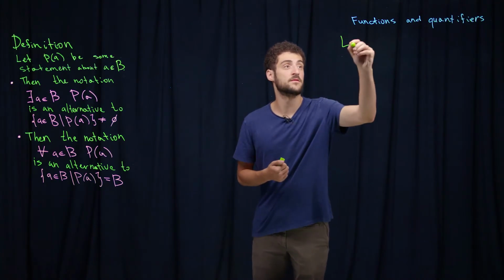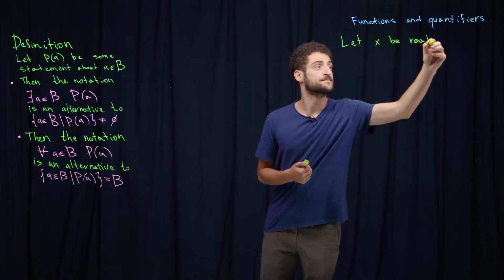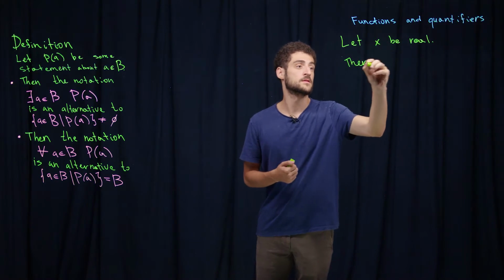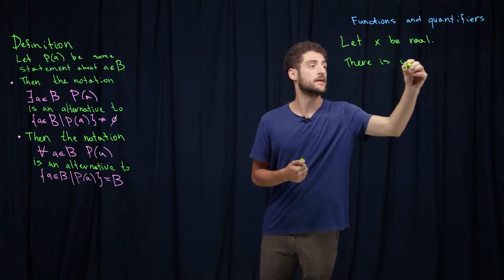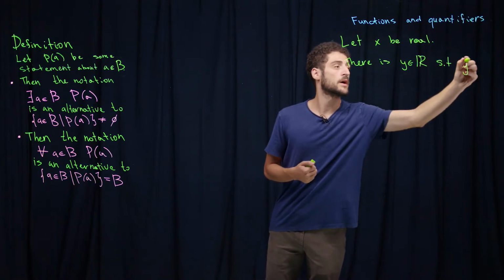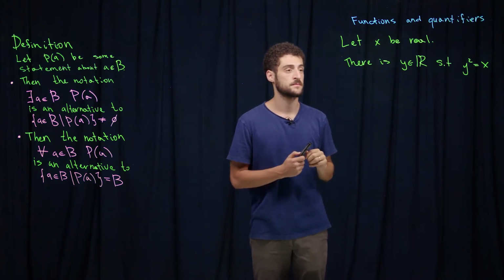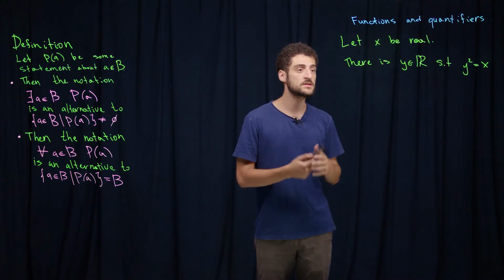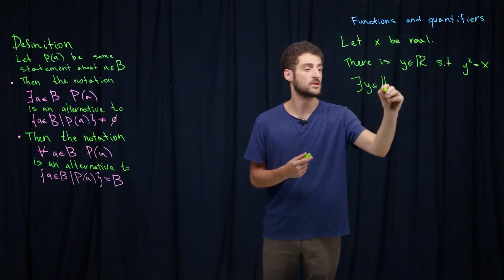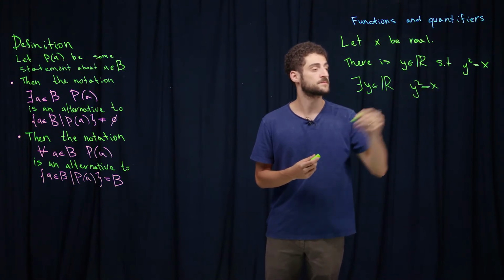Let's consider an example. So let's imagine that we have a real x. Then let's consider the statement. There is a real y such that y squared is equal to x. In other words, the statement says that there is a square root of x. We can rewrite it using the existential quantifier in the following form. There is y from real numbers such that y squared is equal to x.